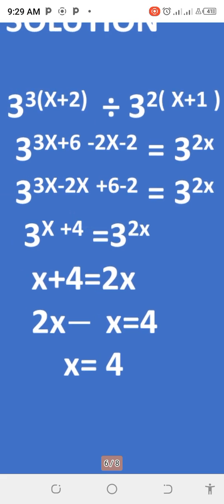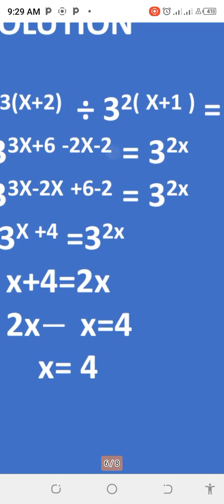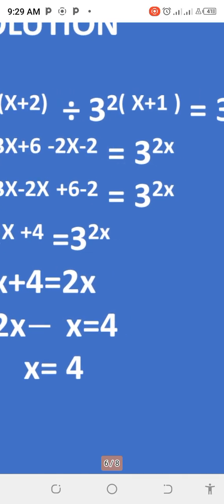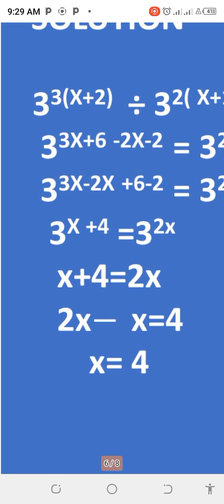So it now becomes 3 raised to power 3x plus 6 minus 2x plus 2, because we are dividing. When you are dividing indices of the same base, you subtract their exponents, and that is equal to 3 raised to the power 2x. Now by the time we subtract, we have 3 raised to the power x plus 4 is equal to 3 raised to the power 2x.